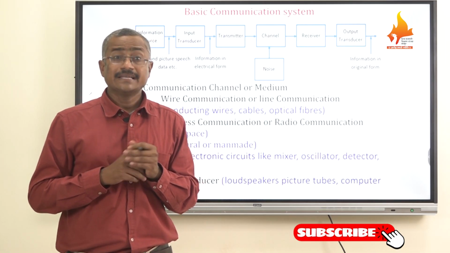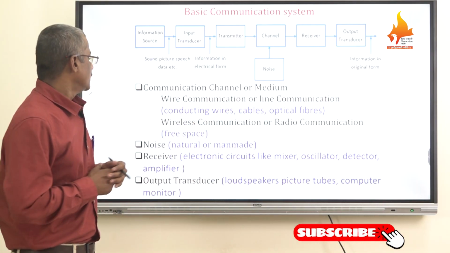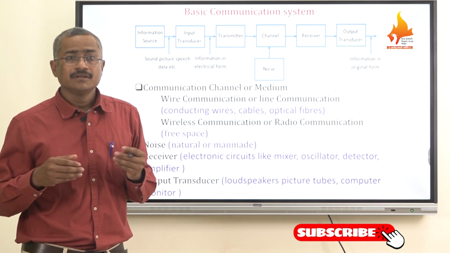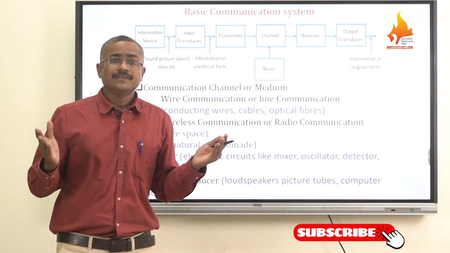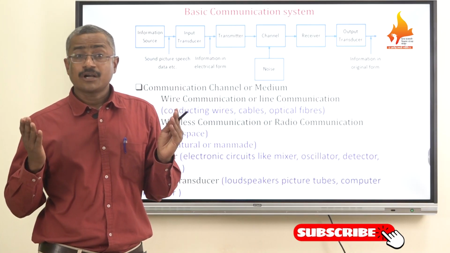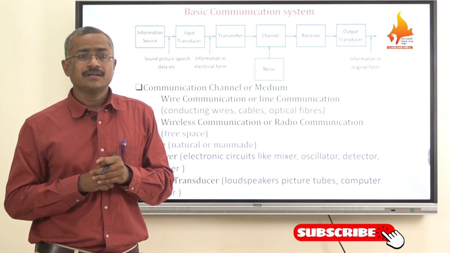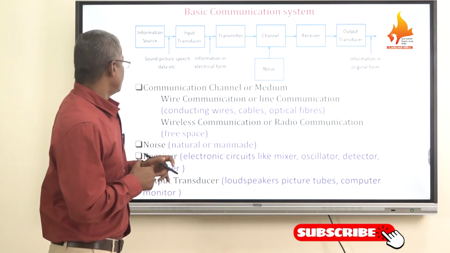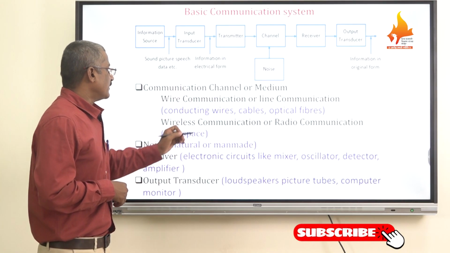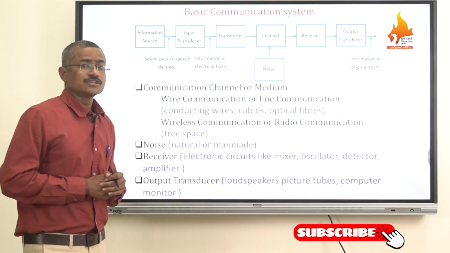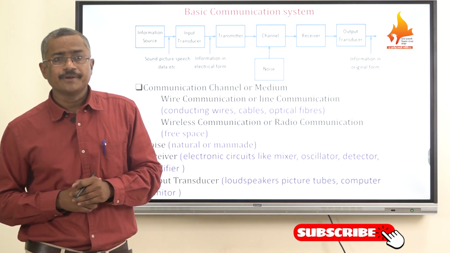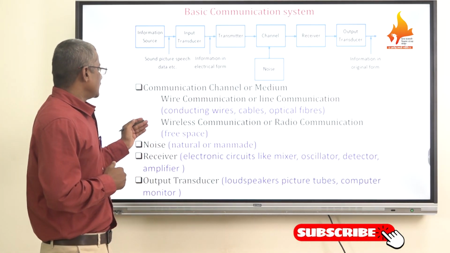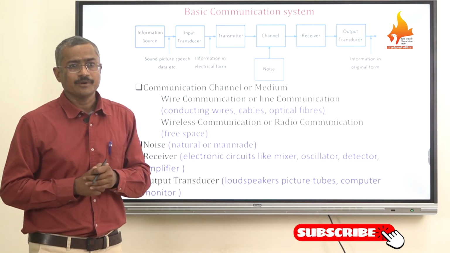optical fibers. The examples of such systems are telegraph or telephone lines, cable television, etc. Due to the physical constraints or physical connection between one point to another, these systems cannot be used for communication over longer distances. But the use of conducting wires, cables, optical fibers, coax cables makes the line communication effective for short distance communication. The next point is related to wireless communication or radio communication.